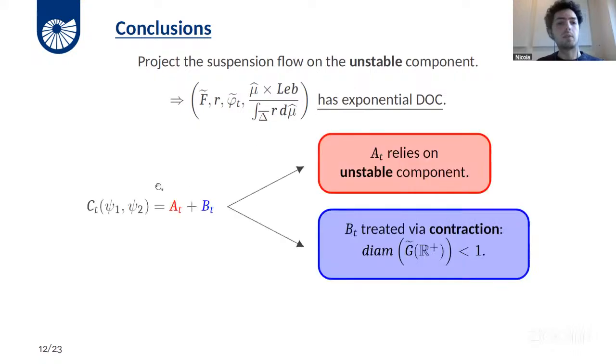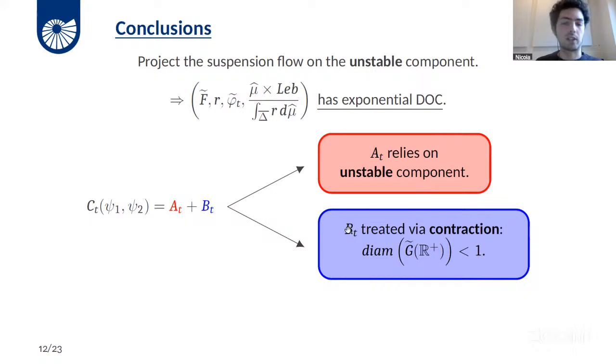Then we look at the correlation function for the whole system. We can split it into two terms. One depending only on the unstable component, so everything is fine. The second one is the real deal. Now, in the compact scenario, uniform contraction is sufficient here to reduce to the unstable component. But in this non-compact case, it is not sufficient. That is, if we do not have a strong contraction.